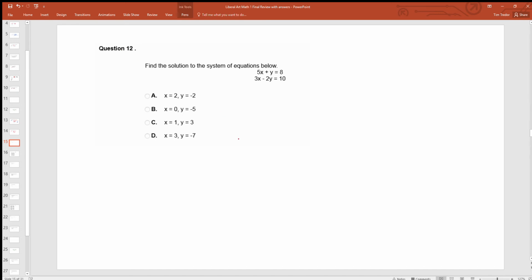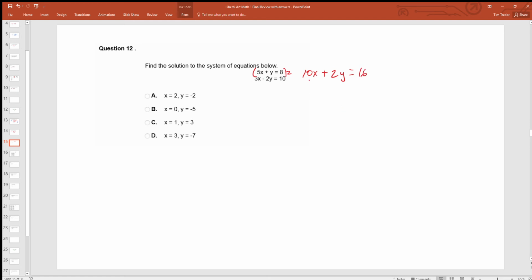All right, question 12 asks, what's the solution to the system of equations below? There's a couple of different ways you can solve this. I think elimination works the easiest. So if we're trying to eliminate a variable, I'm looking for the easiest way to do that. And if I make this one right here a positive 2y, it'll cancel with the negative 2y here. So if I multiply by 2, I'm going to get 10x plus 2y equals 8 times 2 is 16.